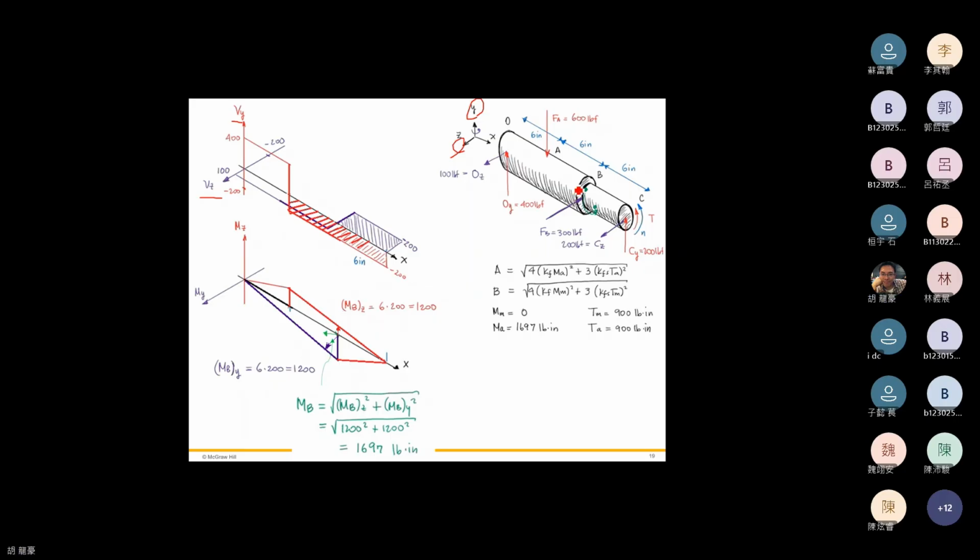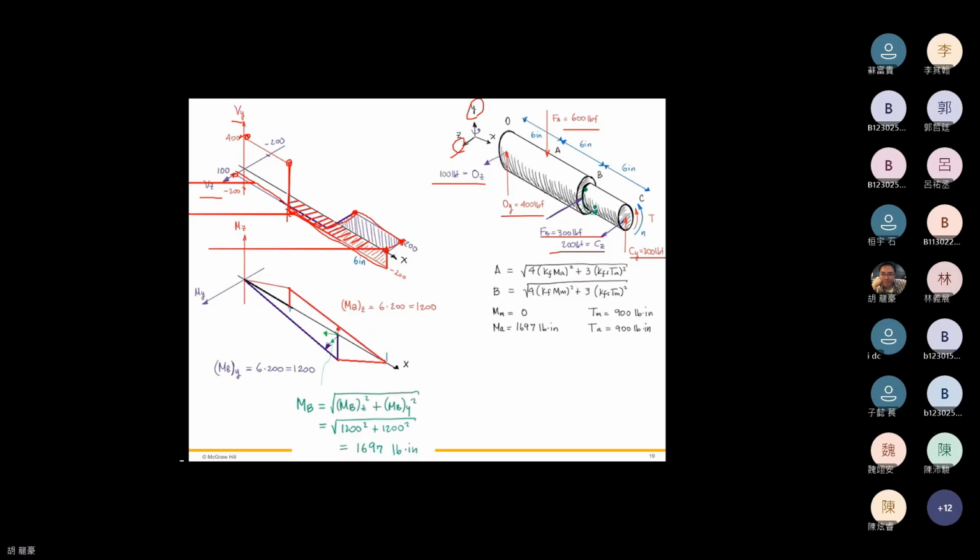Okay. So the reaction at point O is the 400 pounds right here, and it remains at point B, right? There's 600 pounds, and it remains till the point C, which is the 200 pounds. Similarly, the reaction force in the z direction starts from this 100 pounds, and remains till the point B, 300 pounds right here, and remains till the point C, 200 pounds.